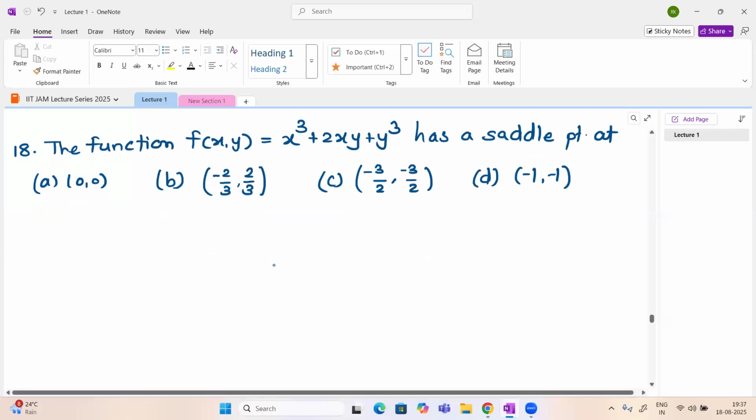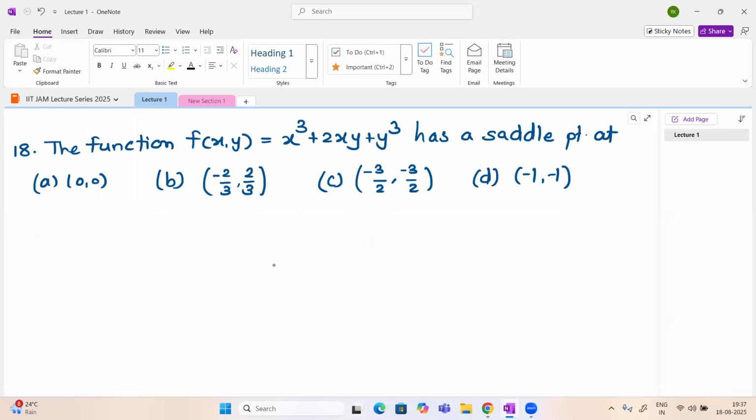So let me tell you. When the function changes its sign, like from maxima to minima and minima to maxima, then we get a saddle point. Or in other words, you can say our stationary point discriminant is 0. Yeah, right. You're right.